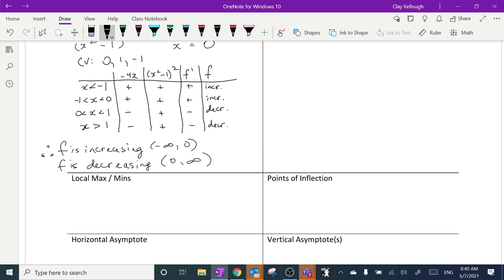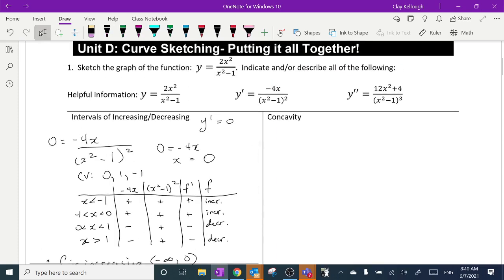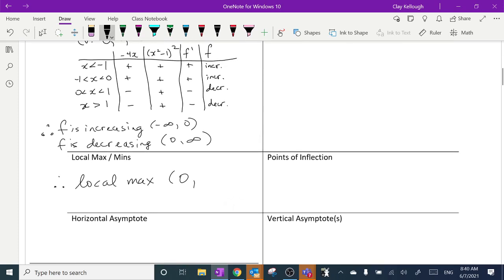Now, the answer to this one leads us to this one. A change between increasing and decreasing tells us that we have a local maximum, and I can say that therefore we have a local maximum when x is 0. I'll go back to my original function and figure out, okay, when x is 0, that means y is 0. So the point (0, 0) is a local maximum, and that's the only maximum we have because it's the only place where we change from increasing to decreasing. We don't have a local minimum anywhere, so there we go.